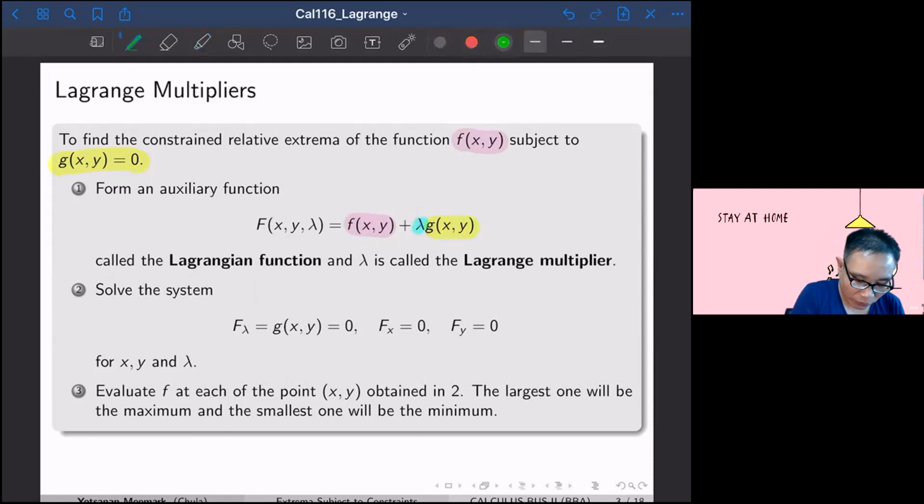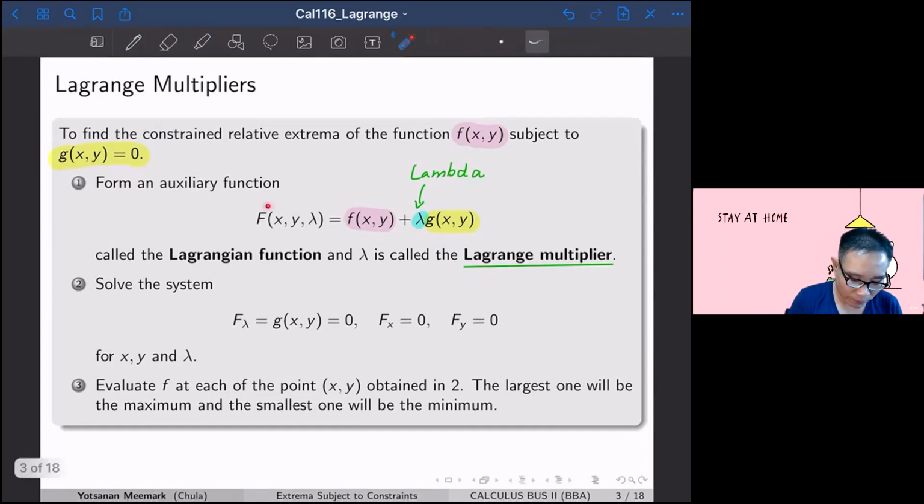So this symbol is called lambda. This lambda will be called the Lagrange multiplier. And you have F(x, y, lambda). This one will be the new function, which is the capital F.